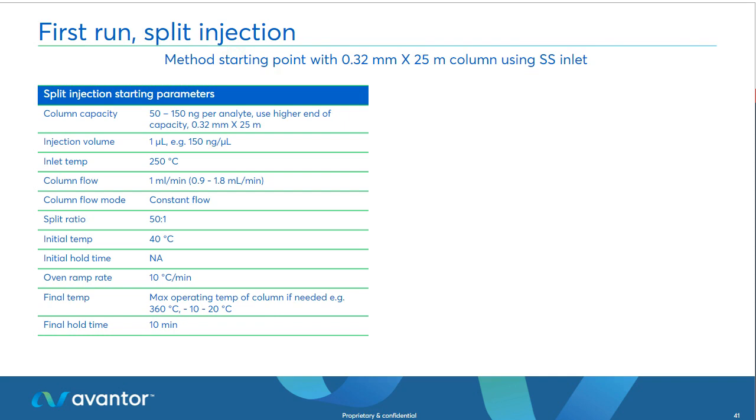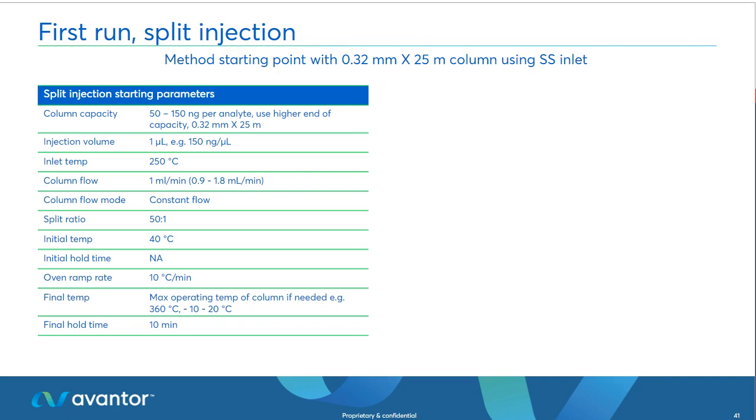You would check the flow rate, the range for that column dimension. You'd see if it was too high, the column flow, then you get overpressure, so then you just reduce it. Column flow mode, it's best to stick with constant flow, because if you select constant pressure, then you're not going to be hitting that 1 ml a minute. It will be adjusting for a constant pressure, which is not really what we want.